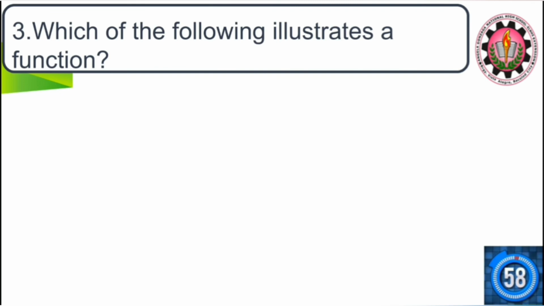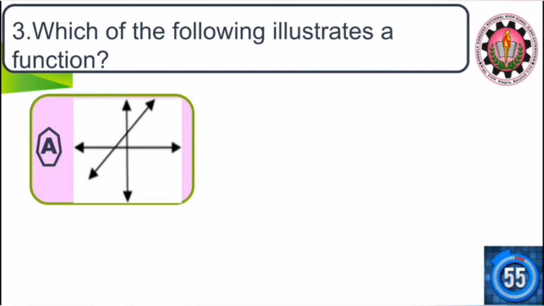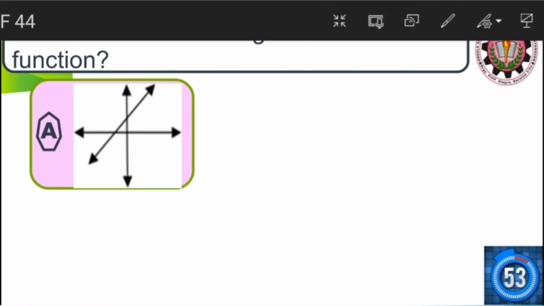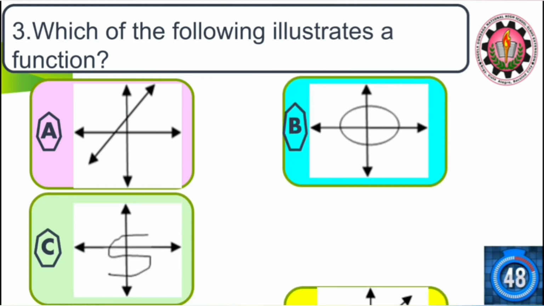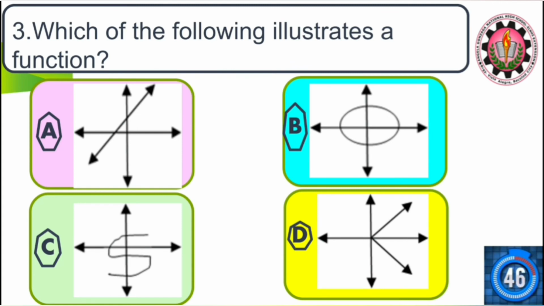Which of the following illustrates a function? That is our graph A, graph B, graph C, and graph D.